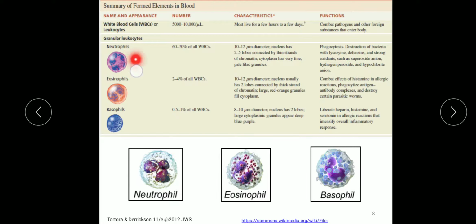Neutrophils are the highest in number among the WBCs. The granules of a neutrophil are smaller, evenly distributed, and pale in color. The nucleus has 2 to 5 lobes connected by thin strands of chromatin. Neutrophils and macrophages are active in phagocytosis. They can ingest bacteria and dispose of dead cells.